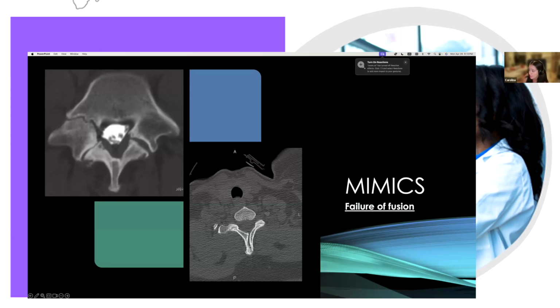It's a lucency, right? You wouldn't be wrong if you said, yeah, there is a lucency in this posterior process. However, it is very well corticated. We're not seeing any acute angles. We're seeing that on both sides it looks smooth. And this is what we call failure of fusion.